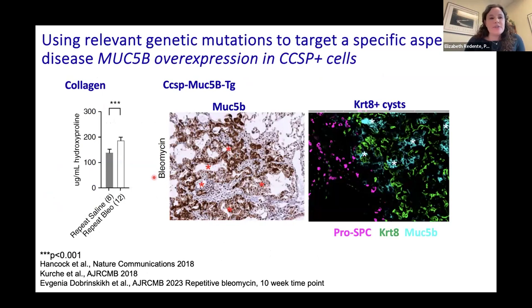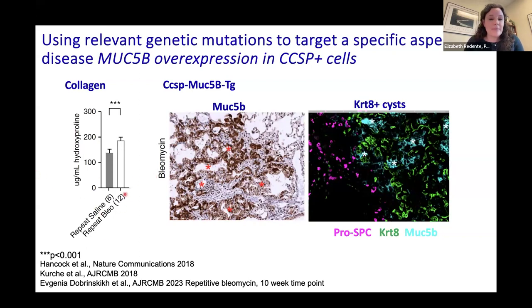And the first is the opportunity to use relevant genetic mutations to target specific aspects of the disease. This data comes from David Schwartz's group. It's an example of MUC5B overexpression in airway epithelial cells. So the gain of function minor T allele variant in the MUC5B promoter is the major risk factor for the development of IPF. So therefore, having a genetic model where we can mimic this overexpression of MUC5B in the airway cells becomes incredibly relevant as we think about translation to human disease.